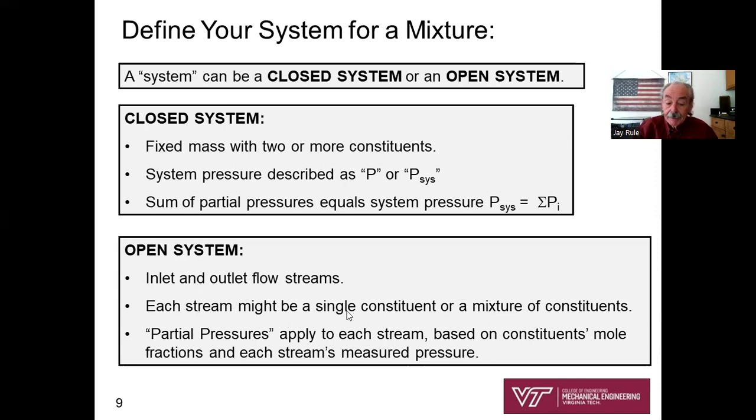Now, each stream might be a single constituent. You might have nitrogen coming in one stream and oxygen coming in a different stream, and they're mixing in a vessel, and there's one outlet, which would be the homogeneous mixture, a mixture of constituents. So that's an idea for an open system. And then recognize that partial pressures apply to each stream, based on the constituents' mole fractions and each stream's measured pressure.